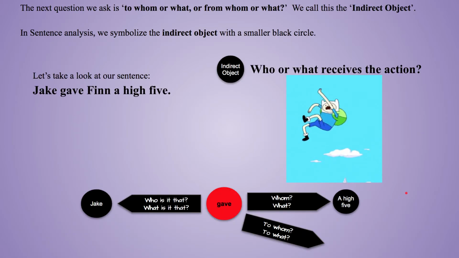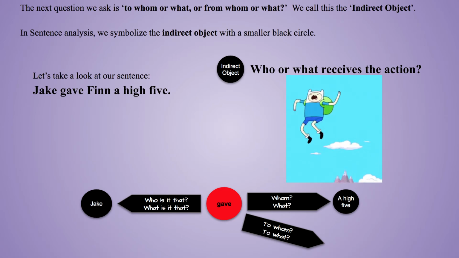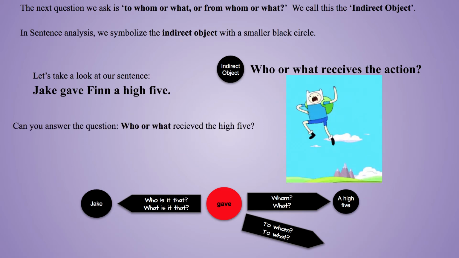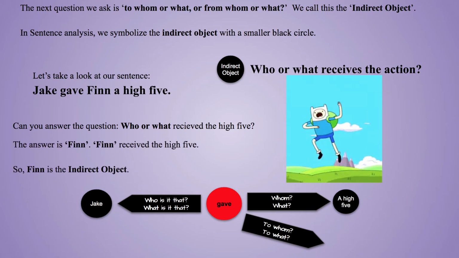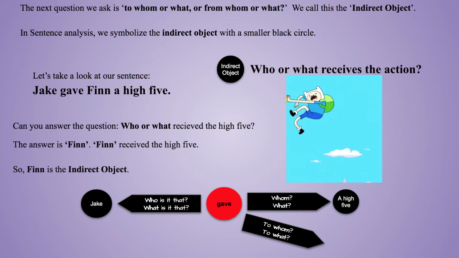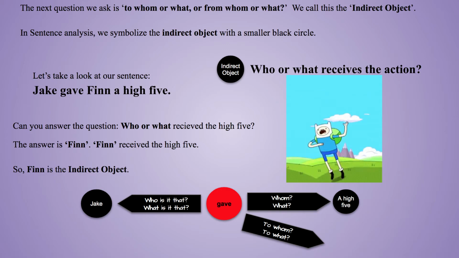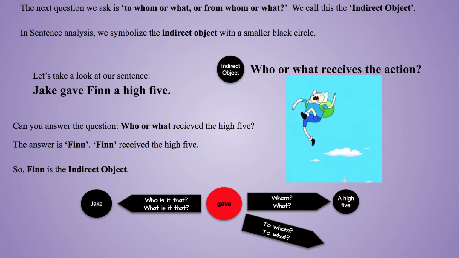And the last question is to whom or what, or for whom or what. So who receives the action? And the answer here is Finn. Jake gave Finn a high five, so Finn received the high five. Finn received the action.